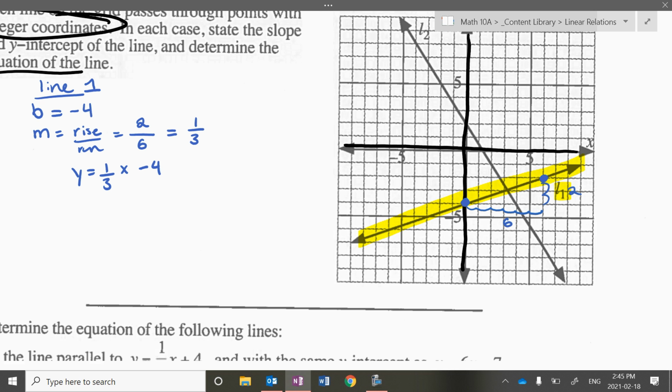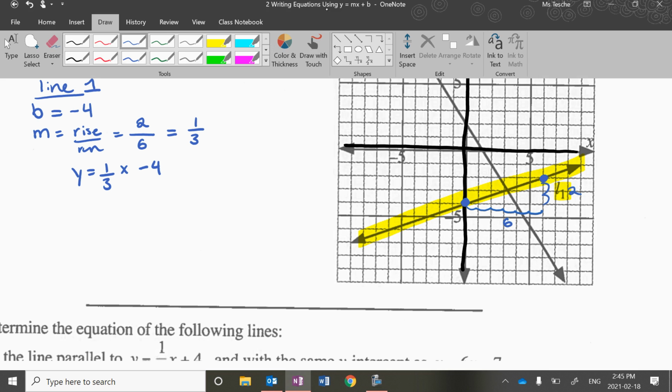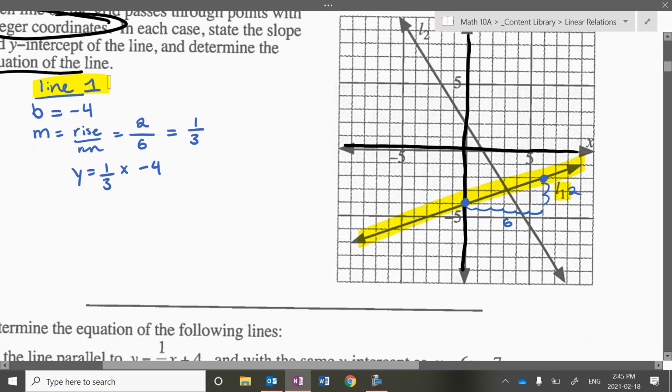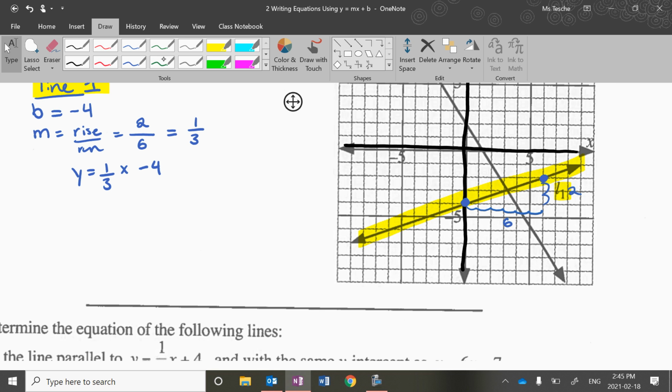I want you to try and do line 2 on your own. It's the exact same process, but for line 2. So try that one on your own.